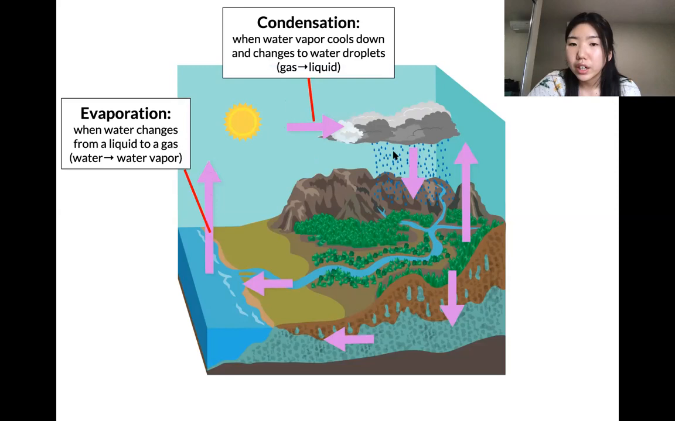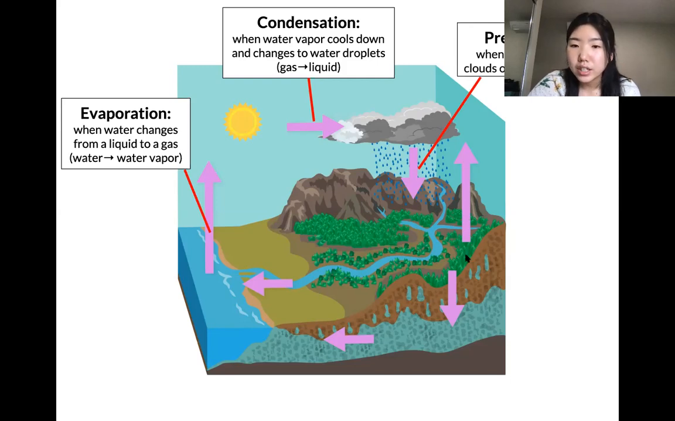Now, if you look over here, you see rain that's falling from the clouds. This one would be precipitation. Precipitation is when water falls from clouds onto Earth's surface. So you see water that is falling from the clouds.